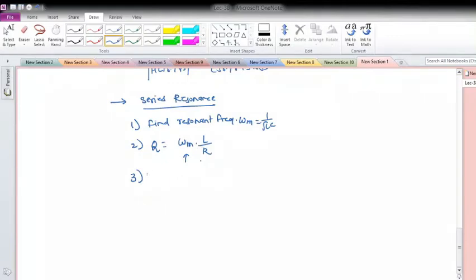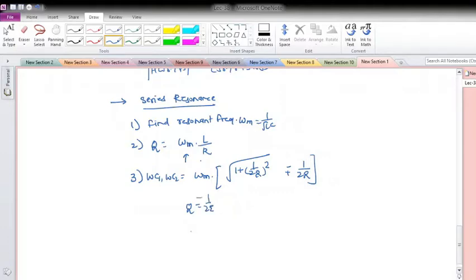Then calculate the two cutoff frequencies. The formula for that: omega C1 and omega C2 will be the resonant frequency omega m into square root of 1 plus 1 over 2Q squared, minus and plus 1 over 2Q. With minus you will get omega C1, with plus you will get omega C2. If you substitute zeta equal to 1 over 2Q, you will get it in terms of zeta, which will be omega m into square root of 1 plus zeta squared, minus and plus zeta. With this you will be able to find the exact values of omega C1 and omega C2.